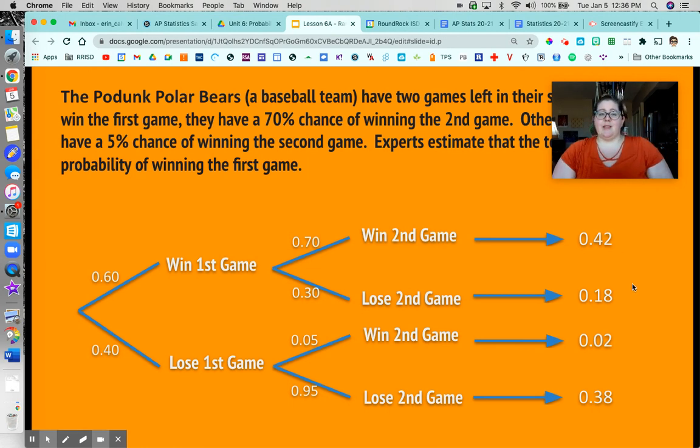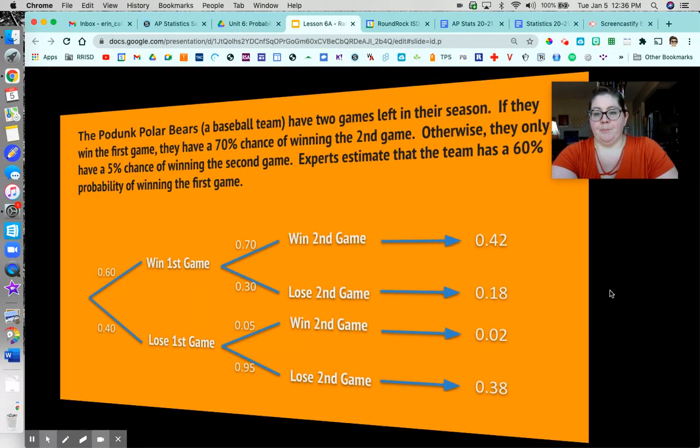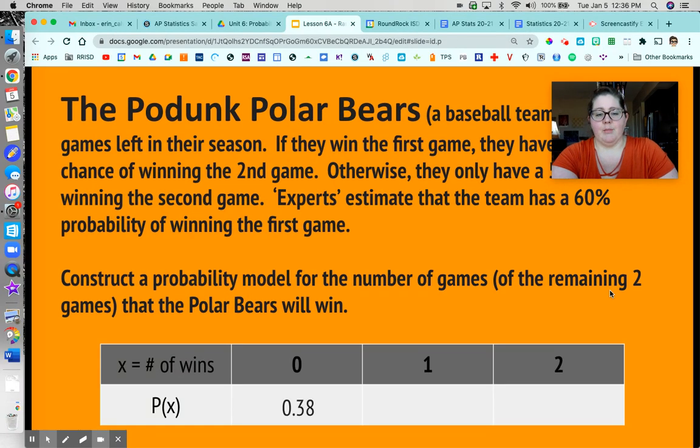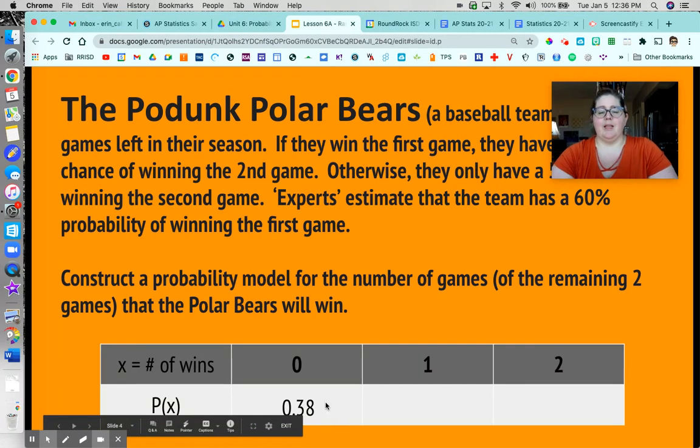The other option was that they win 1 game. Well, that can happen 2 different ways. They can win the first and lose the second, or they can lose the first and win the second. So that probability is going to be those 2 things added together. So when I do that, I can fill in this table. 0.38 was the probability that they lose both games, so they win 0.